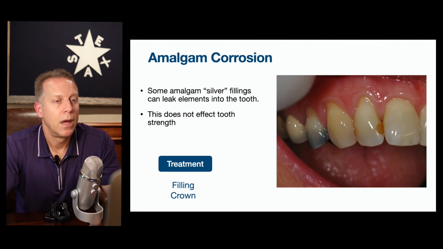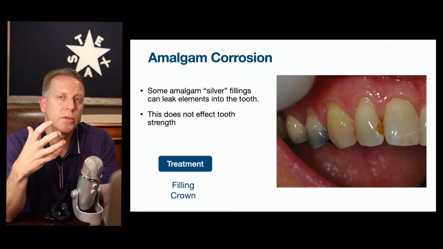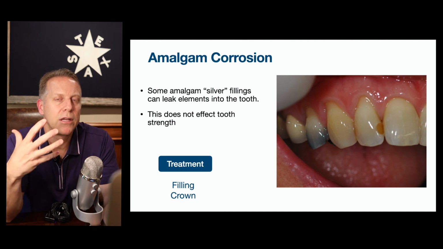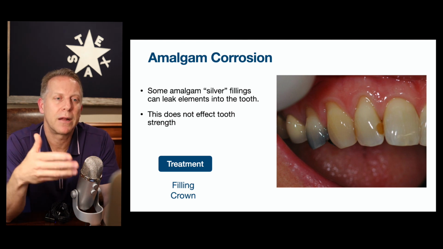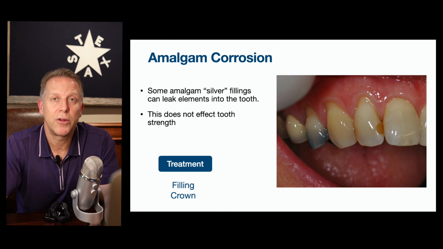Or you can have a silver filling that over time kind of corrodes, and that corrosion leaks into the surrounding tooth structure and creates this gray enamel right there. This doesn't really affect the strength of the tooth. It just looks kind of bad when you smile. You have this kind of dark tooth.